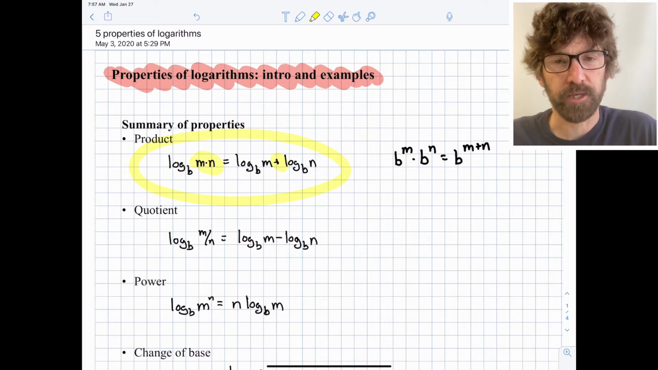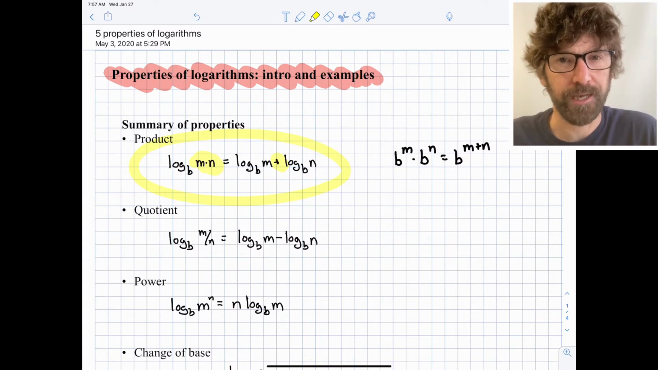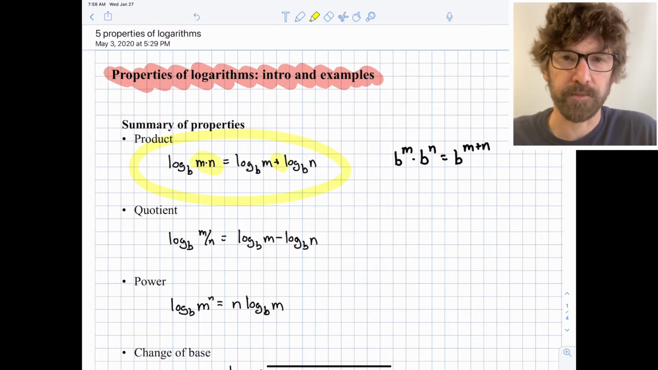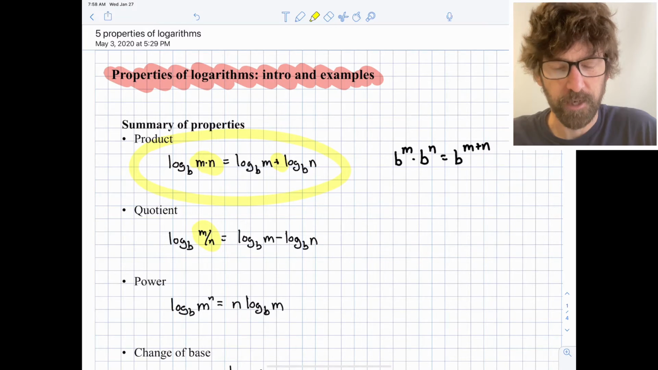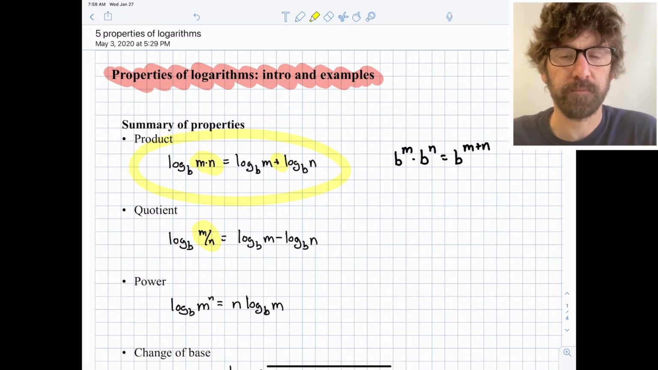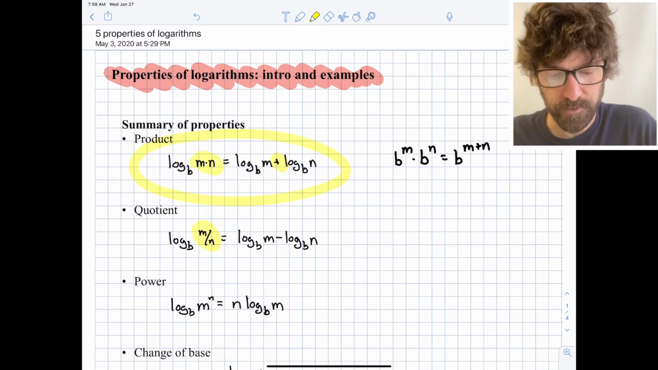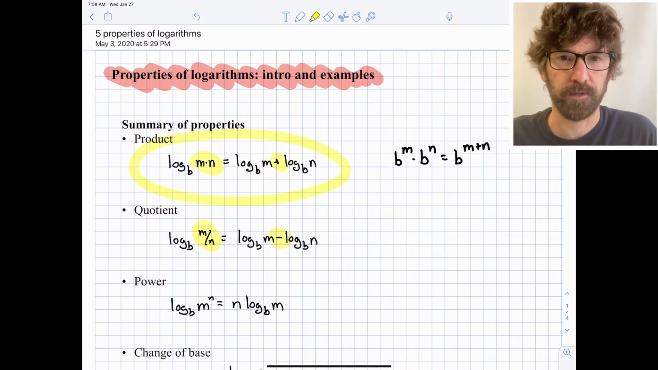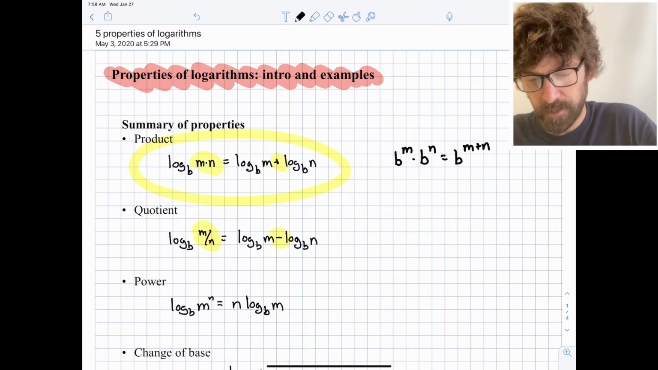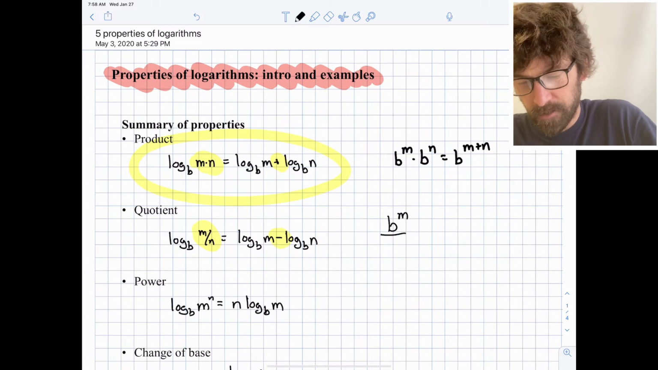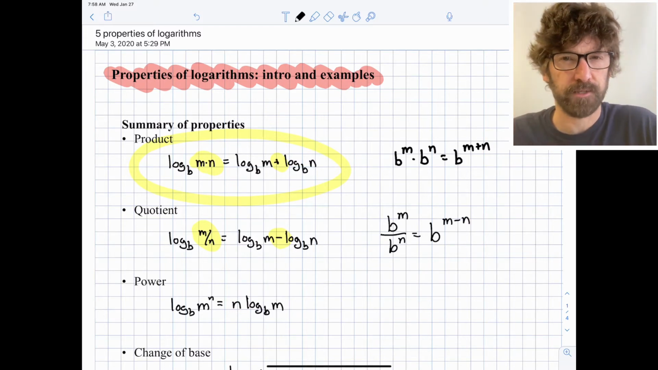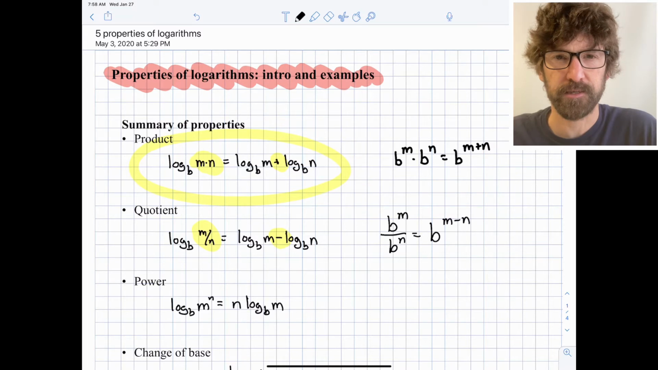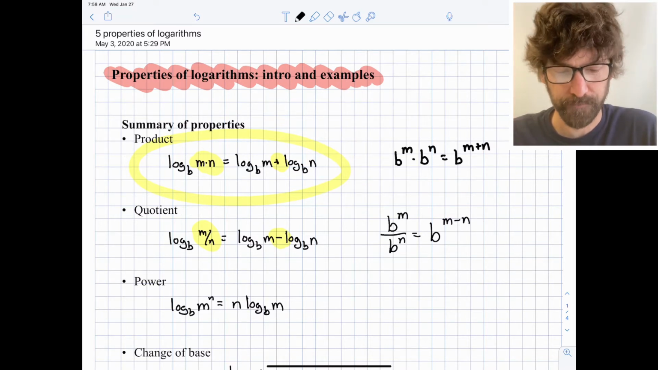And just like multiplication and addition are in some way connected through logarithms, division and subtraction are similarly connected through logarithms. So here we have the log of a quotient, the log of m divided by n, is equal to the difference of those two logs. In a similar way that with our exponential properties, we have a connection between division and subtraction. We can subtract the exponents as long as the bases are the same if we're dividing powers.